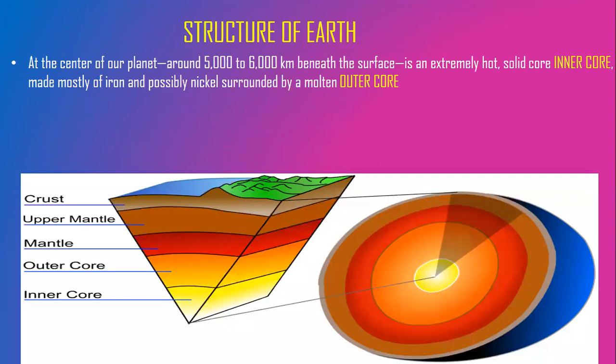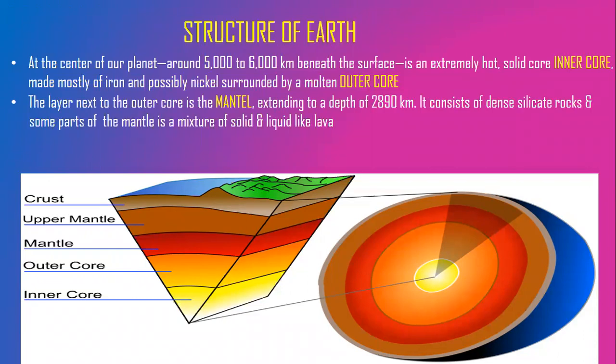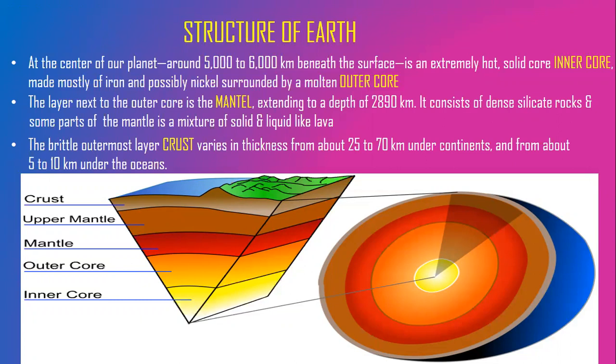The center part of the Earth, which is around 5,000 to 6,000 kilometers beneath the surface, is an extremely hot solid core called the inner core, and it is mainly composed of iron and possibly nickel, surrounded by a molten layer called the outer core. The layer next to the outer core is the mantle, extending up to a depth of 2,800 kilometers, and it consists of dense silicate rocks, and some parts of the mantle are a mixture of solid and liquid, like lava. The brittle outermost layer is called the crust, which varies in thickness from about 25 to 70 kilometers under the continents and from about 5 to 10 kilometers under the oceans.